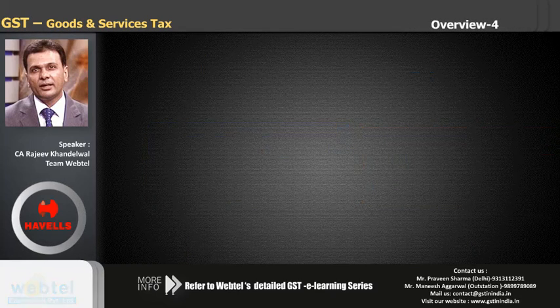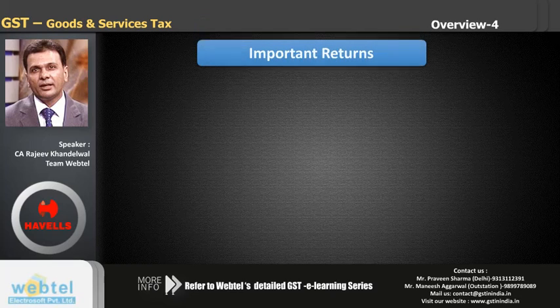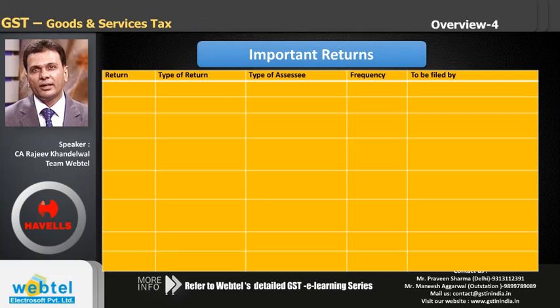Important returns. Now, what are the important returns under GST? Quite a few. Let us see. First is the GST-R1, which is the return of outward supplies or sales, which is to be filed by a regular dealer on a monthly basis by the 10th of the next month.